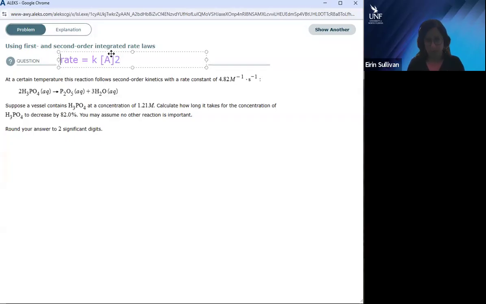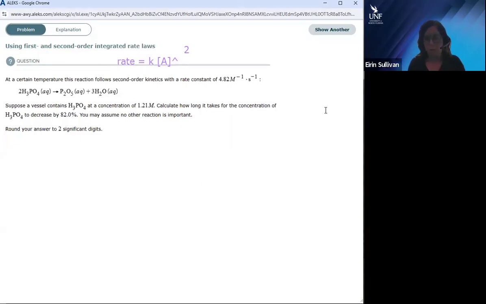Let me tidy that up a little bit, just so you can see. So our rate of reaction is proportionate to the change in concentration squared. There you go. Okay, so that's our second order rate equation.